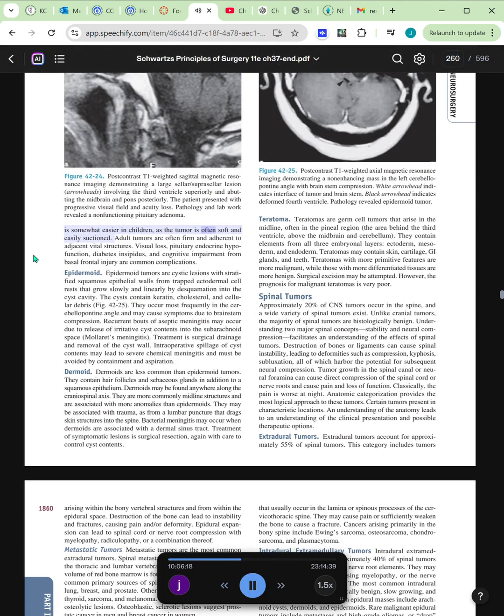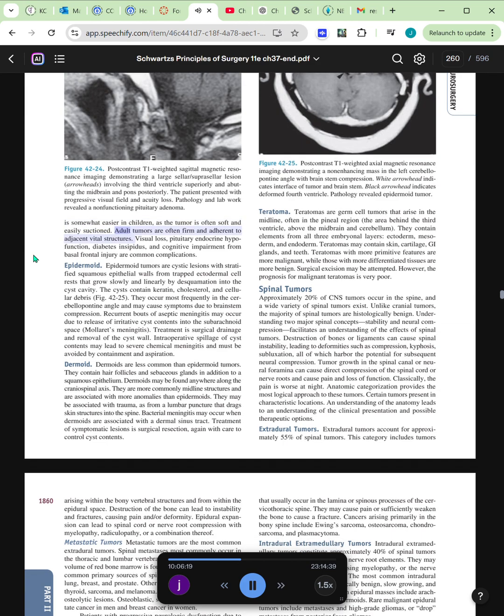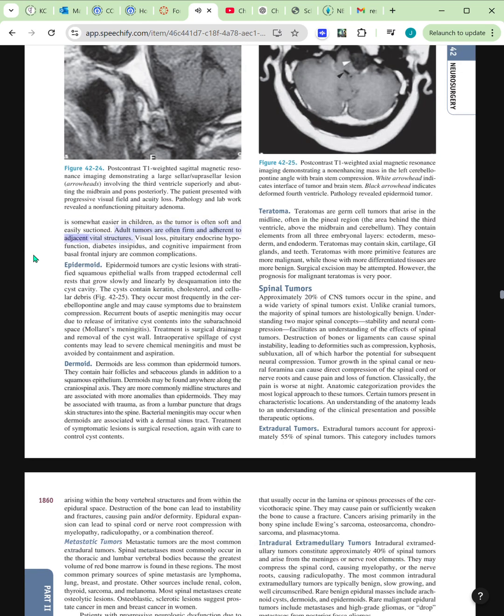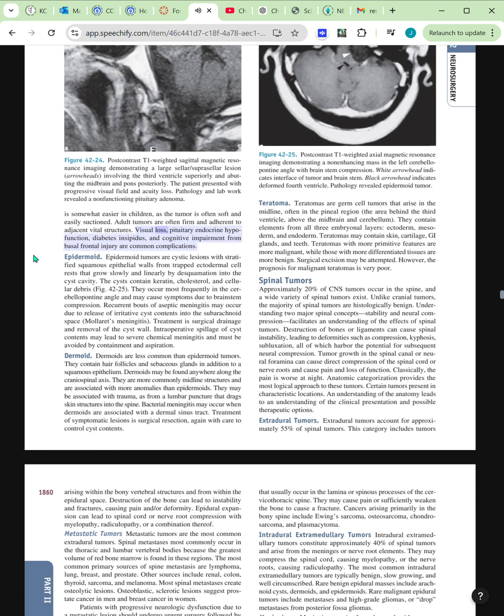as the tumor is often soft and easily suctioned. Adult tumors are often firm and adherent to adjacent vital structures. Visual loss, pituitary endocrine hypofunction, diabetes insipidus, and cognitive impairment from basal frontal injury are common complications.